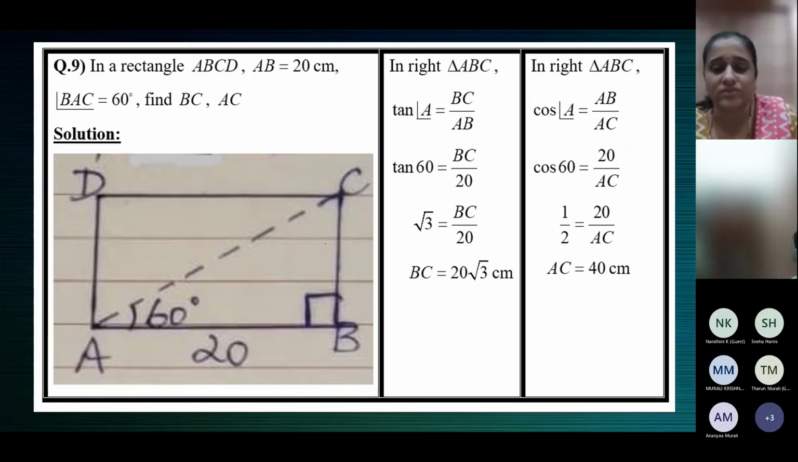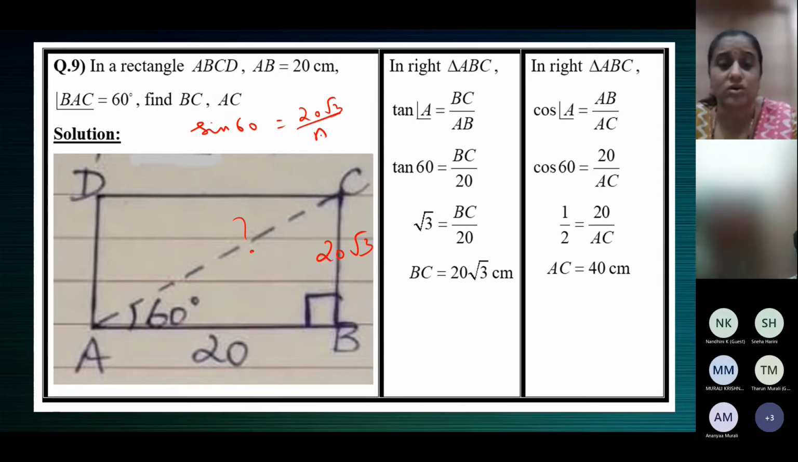Now we found BC is 20 √3. You can also use sin 60 to find AC. Sin 60 degrees is equal to opposite 20 √3 by hypotenuse AC. You can also do this. You get the same answer. In this, there should be only one unknown. So the unknown is AC. There should be only one unknown. You should know the other values.